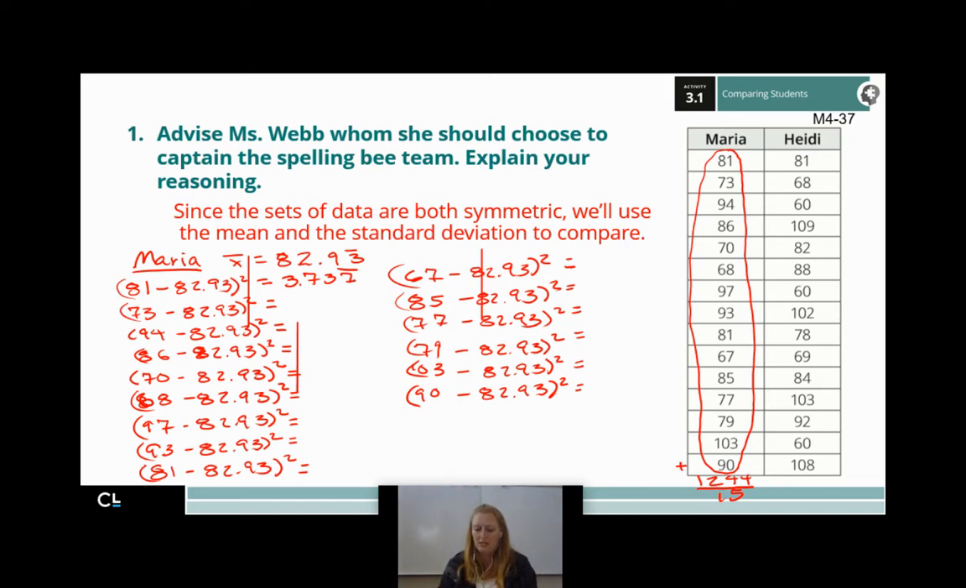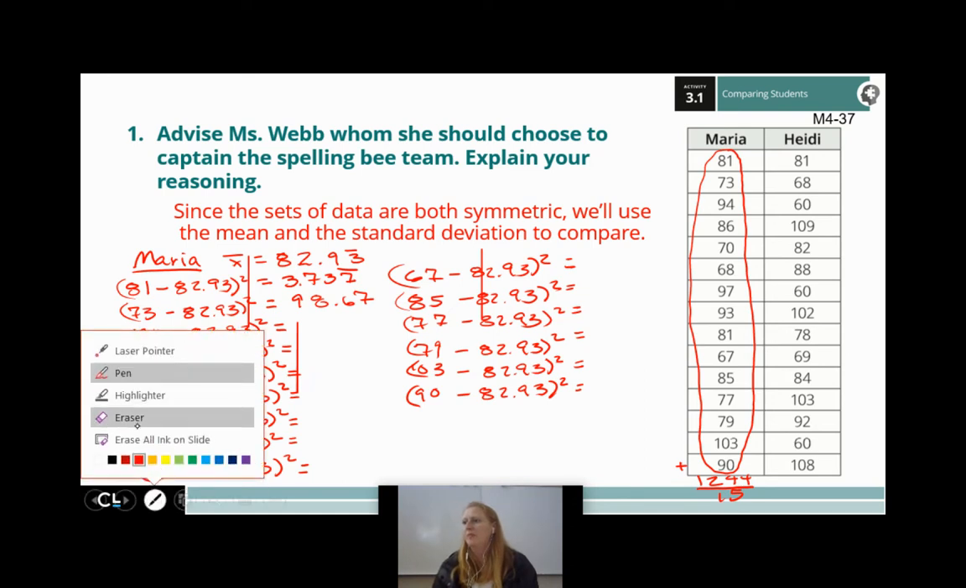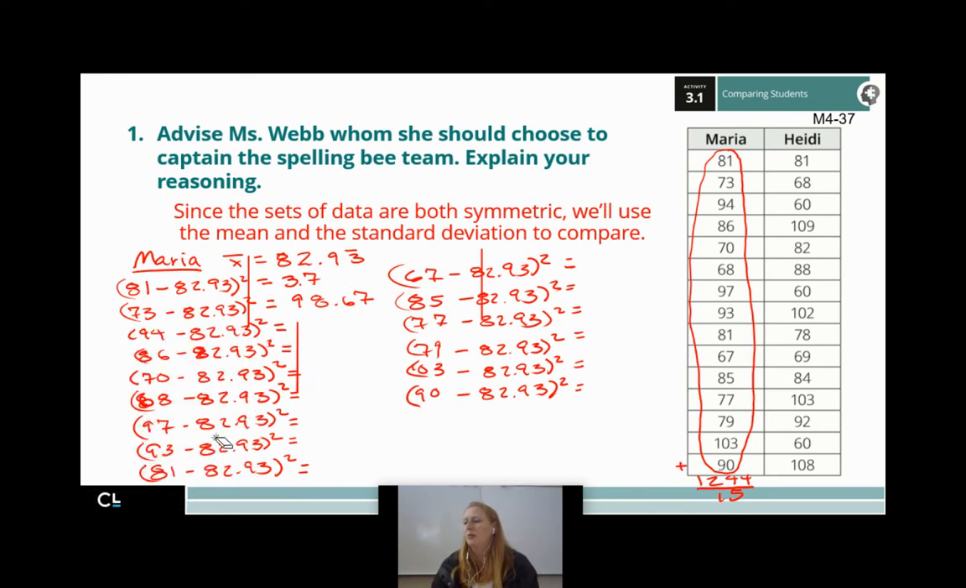73 minus 82.93s forever. And then I'll square that, and I get like 98.67. I'm going to go ahead and round some of these guys. I'm going to round that to a 4. I may regret that later on, but you know, hey. 94 minus 82.93s going forever. And we'll square it. Get about, actually I take it back, 122.47.